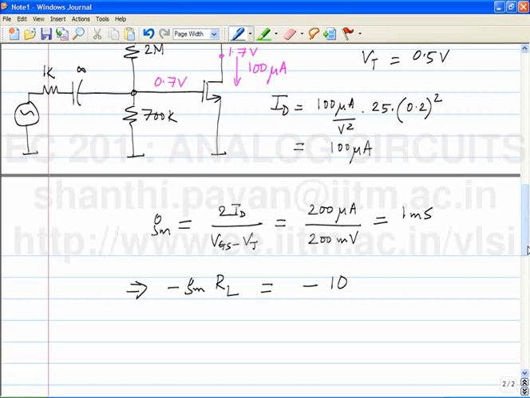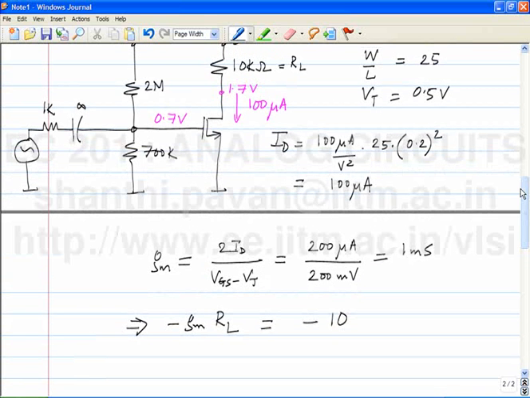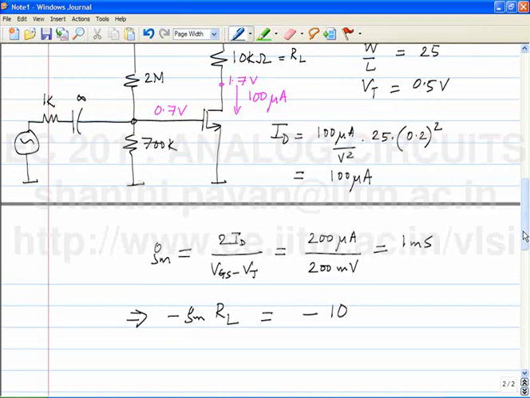The next job is to find how large an input sine wave I can tolerate before the output gets distorted beyond recognition. That basically means I need to find how much the output sine wave can go down. How low the drain can go before the device gets into the triode region, and how high it can go before the transistor gets cut off. So let's find the limit for the triode region.